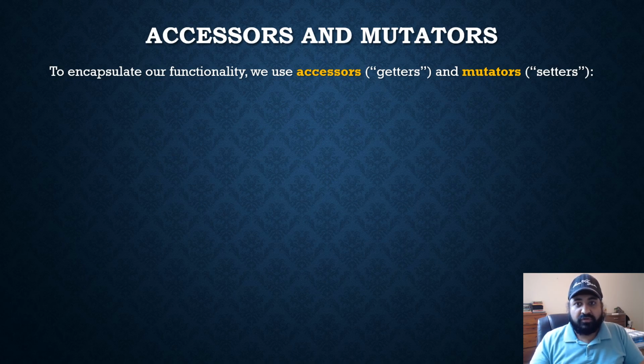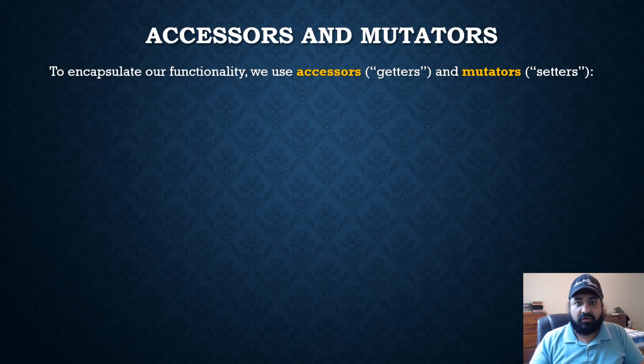Because if you have a private variable named x, we cannot do something like object.x outside the class. So how do we get that value, or how do we actually set those values? For performing these operations, we have two different functions. One is called accessors and the other one is called mutators.